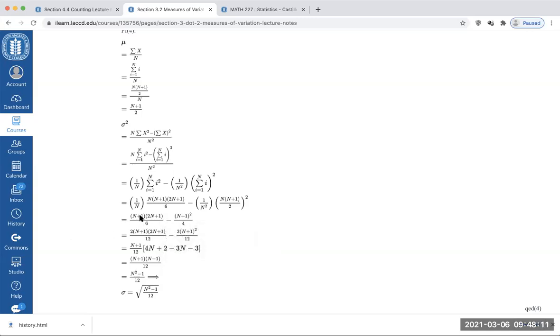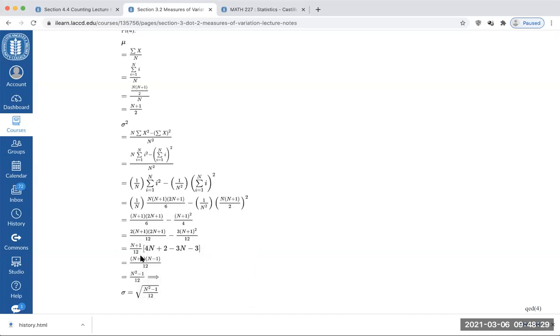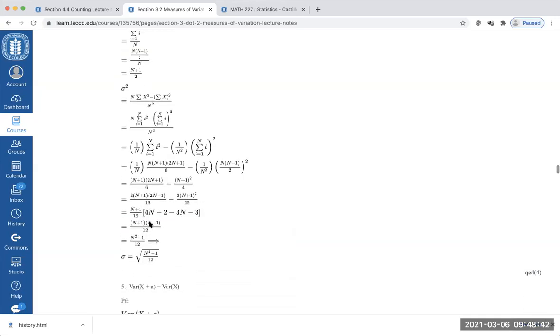I have two differing denominators. So in order to add two fractions, I have to find a common denominator. The common denominator in this case is 12. So let's multiply and divide this term by 2, and multiply and divide this term by 3. I have an n plus 1 in common, so let me factor that out. And my common denominator is 12. What remains is, well, let's multiply a 2 inside the parentheses: 4n plus 2. Multiply negative 3 inside the parentheses: so negative 3n minus 3. 4n minus 3n is n. 2 minus 3 is a negative 1.